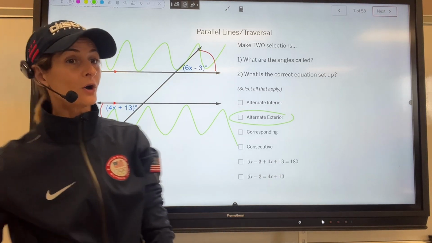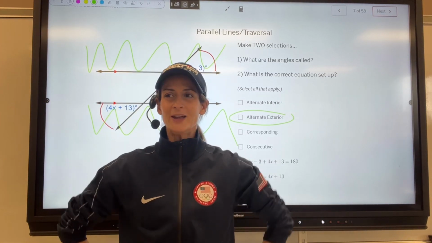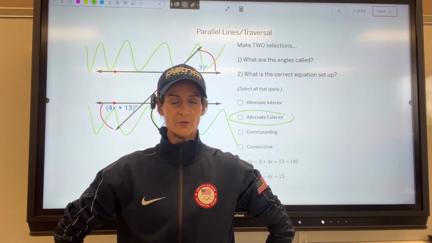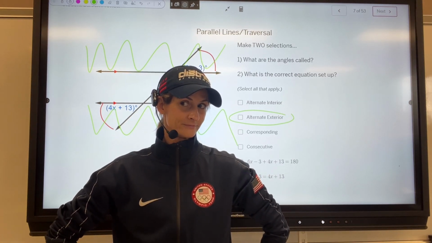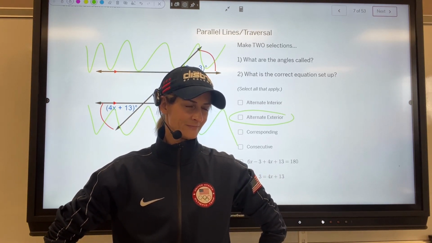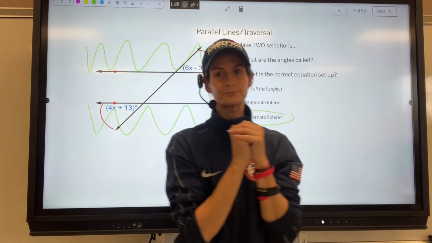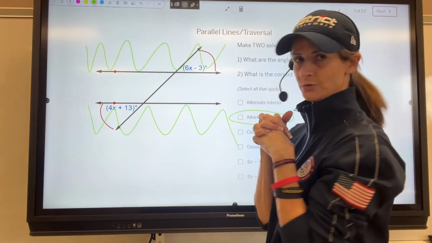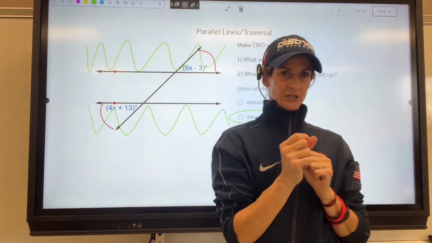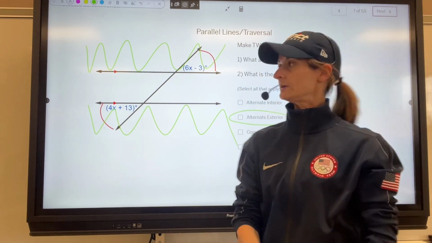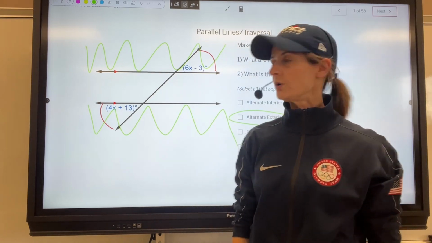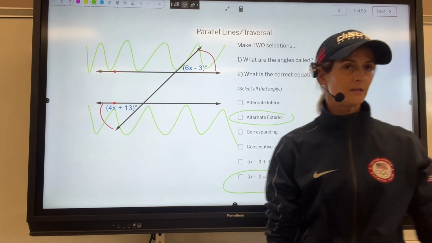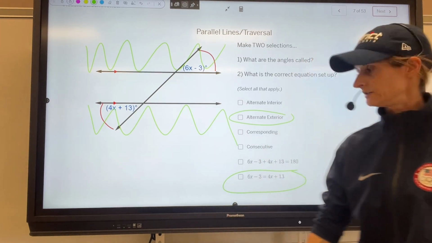Now, because they're alternate exterior angles and the lines are parallel, what do we know about the relationship between those two angles? They are going to be what? We just went over it. Either congruent or supplementary. Really? Same, right? Same, congruent. So our equation from the diagram, which we've been practicing a lot of, is going to be this angle equals that angle. So the equation is right here. They're equal. And then you'd solve for x. That's it. That's all we're doing.